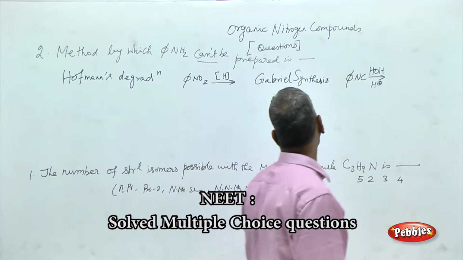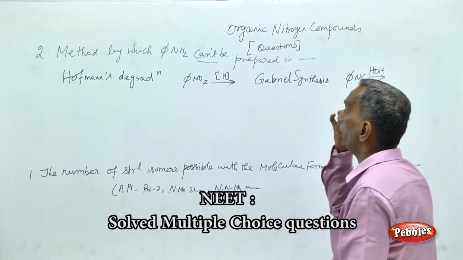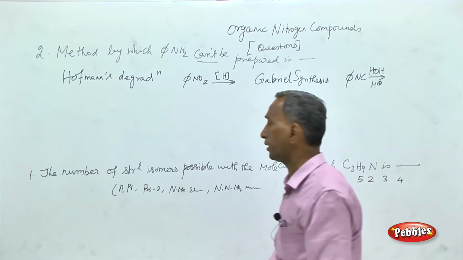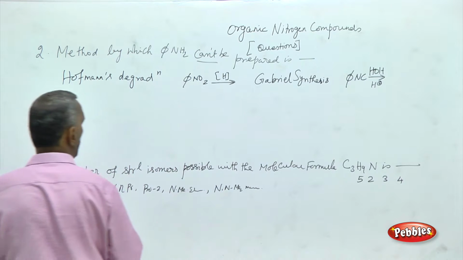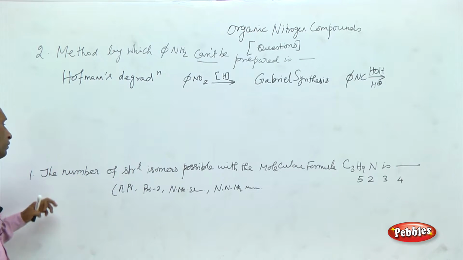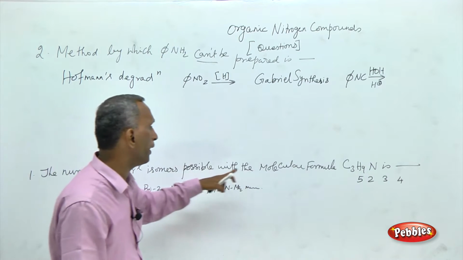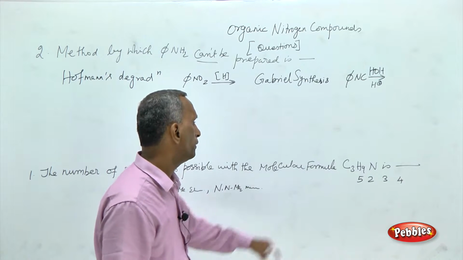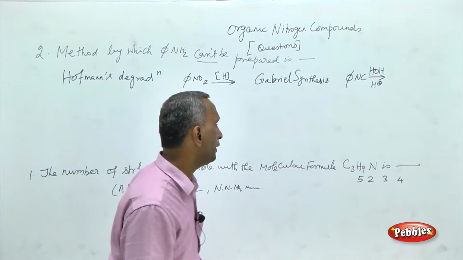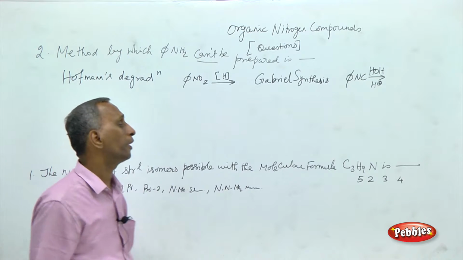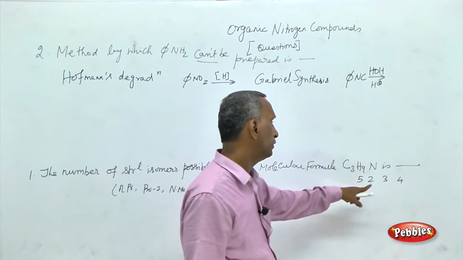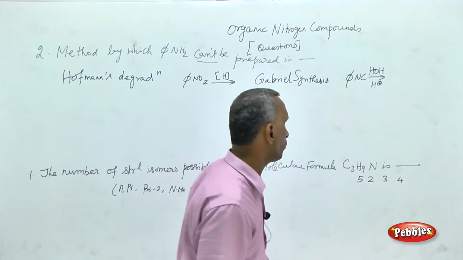Now we will see some questions on organic nitrogen compounds. First one is starting from the isomeric numbers. First question reads in this fashion: the number of structural isomers possible for the molecular formula C3H9N is, they have given 4 choices: 5, 2, 3, 4.